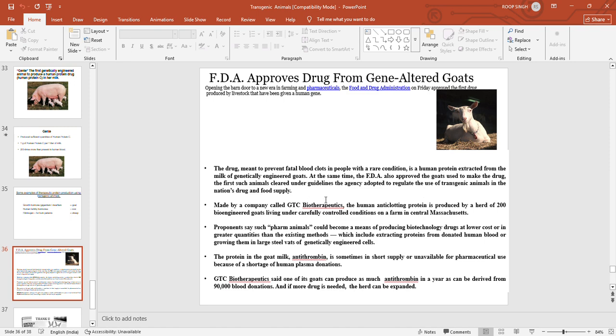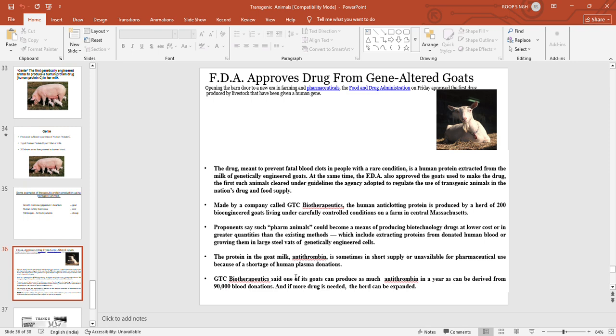This transgenic goat was made by a company called GTC Biotherapeutics. The human anti-clotting protein is produced by a herd of 200 bioengineered goats living under carefully controlled conditions on a farm in the USA. Proponents say that such pharma animals could become a means of producing biotechnology drugs at a lower cost or in greater quantities than existing methods, which include extracting protein from donated human blood or growing it in large steel vats of genetically engineered cells. So this is much easier and more economical, and one can get a large amount of this recombinant protein.